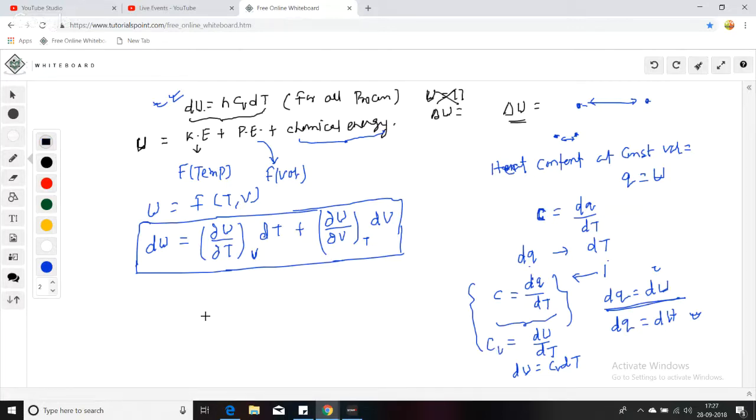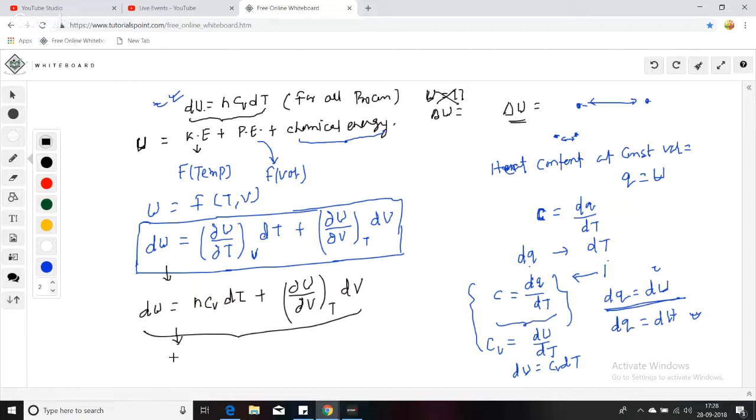So for n number of moles, this formula becomes dU is equal to n Cv dT plus (dou U by dou V) at constant temperature into dV. This is the actual formula of change in internal energy for all processes. Whatever process we have, you can use this, whether the volume is constant or not. Correct?